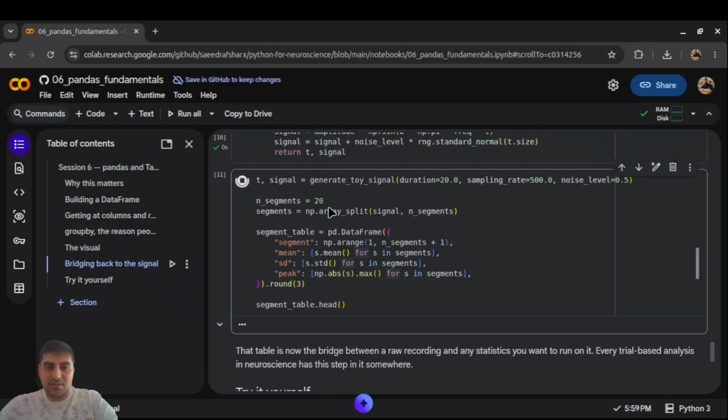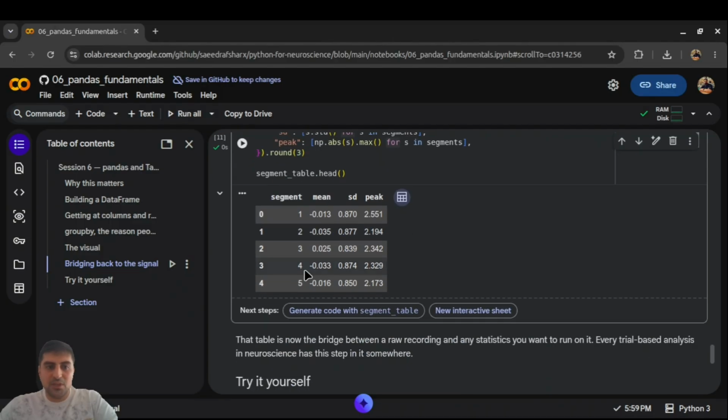Okay, let's run this too, see what happens. Okay, and look at what just happened. That's a signal. Now it's a table. There are not two entities, remember. That step is essentially in every analysis in this field. You reduce a long recording to a handful of numbers per trial, and from that point on, everything you do is table work. Statistics, plotting, comparing groups, all of it. Signals in, tables out. That is the shape of the job.